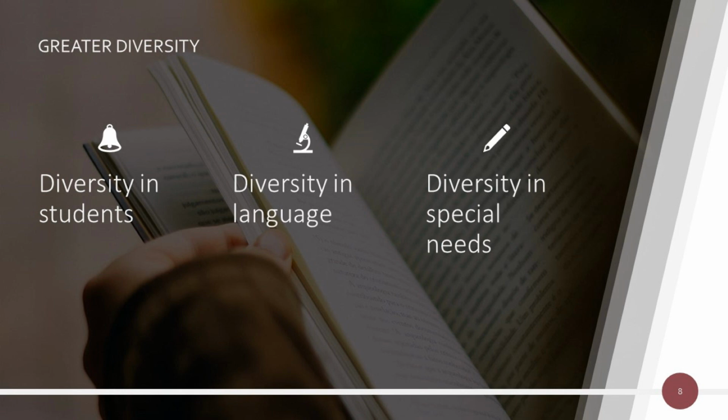As part of this language diversity, you need to keep in mind that there are continually new people coming in to the nation, and with that brings an extra level of complexity that needs to be considered. There's diversity in special education needs.